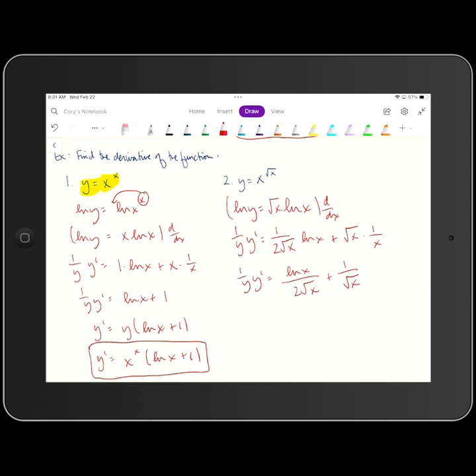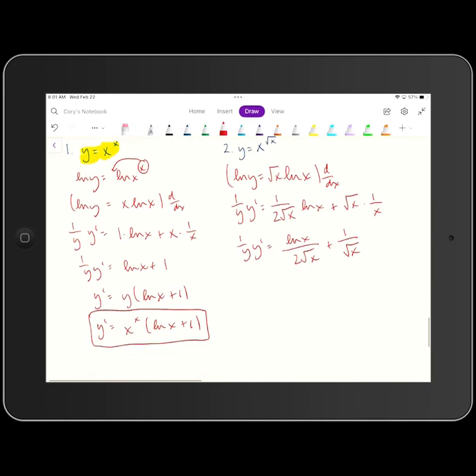And then on the right-hand side, I want to combine into a single fraction, getting a common denominator. So my common denominator is going to be 2 rad x. The first fraction has that denominator, so I'm going to leave the numerator alone. The second fraction, I have to multiply the numerator and denominator by 2. So we get 1 over y times y prime equal to that expression on the right-hand side. I can then multiply both sides of the equation by y.